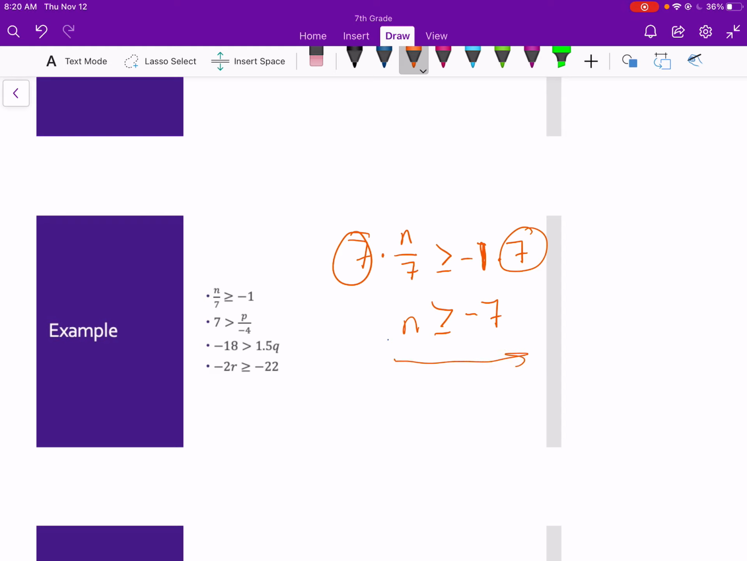And then we go ahead and graph our inequality. Here's negative 7. It's a closed circle because we have that equal to underneath. And then I pick my favorite number, 0. And is 0 greater than or equal to negative 7? Well, yes, it is, so I'm going to point toward the 0.